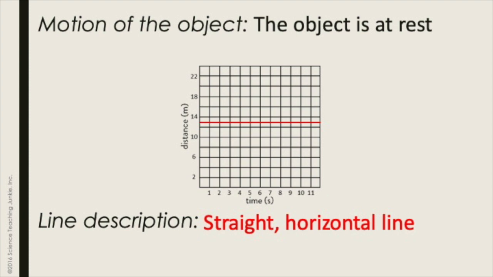In this graph, we have a flat line. That means that the time is staying the same. The time is changing, but the distance is staying the same. So the object is at rest. It's not moving. Its distance, its position stays the same the entire time.